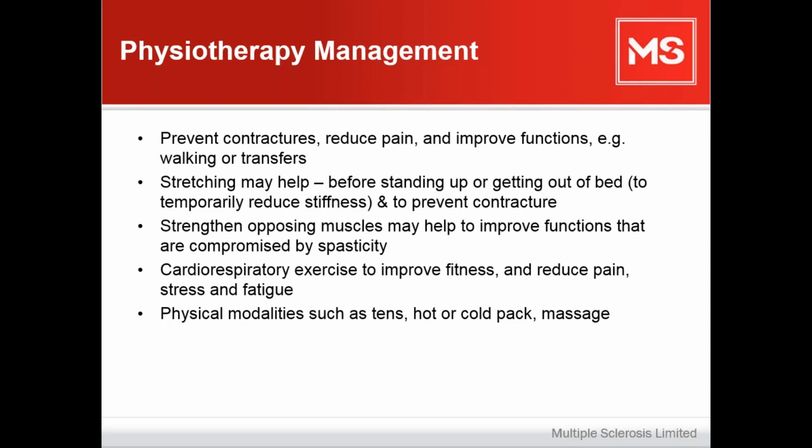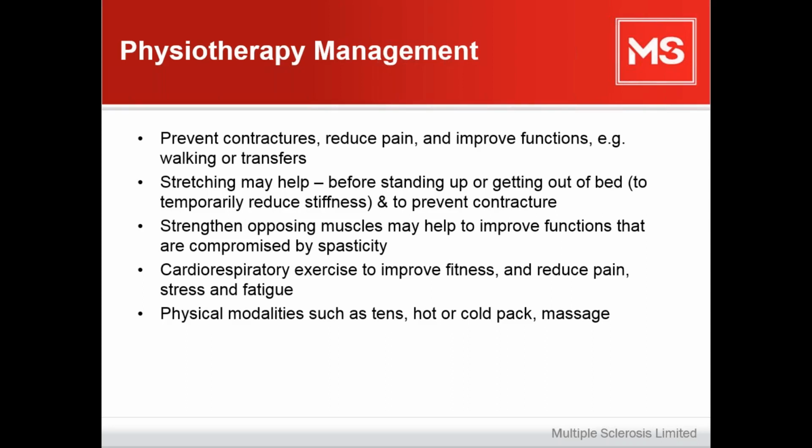Strengthening: what we say is it's often good to strengthen the opposing muscles. For example, if you have spasticity in the hamstring muscles causing the knee to want to bend all the time, strengthening the quads, which is the opposing muscle that wants to straighten the leg, is a good idea because that combats the spasticity in the hamstrings. Again, that's why it's important to have an assessment by a physio to find out which muscles are affected by spasticity, which muscles are weak, and which ones we want to strengthen.